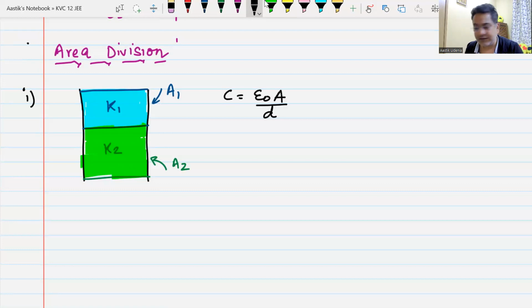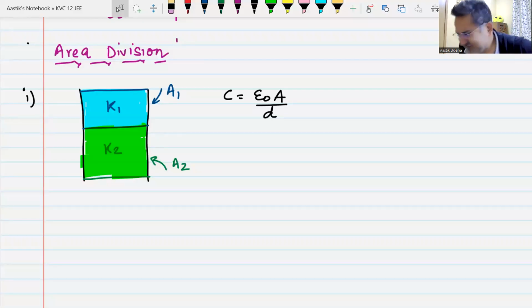Epsilon naught A by D. Can you tell me what will be the new capacitance in this case? I will give you 2 minutes to tell me the answer. I could hardly hear anything, but I hope you understand.